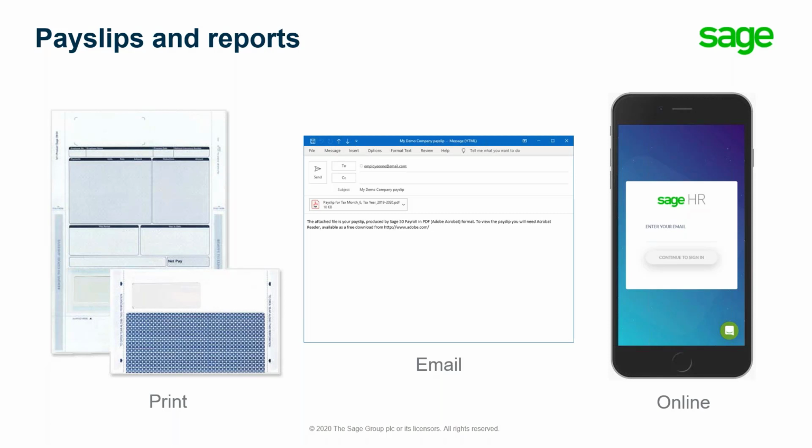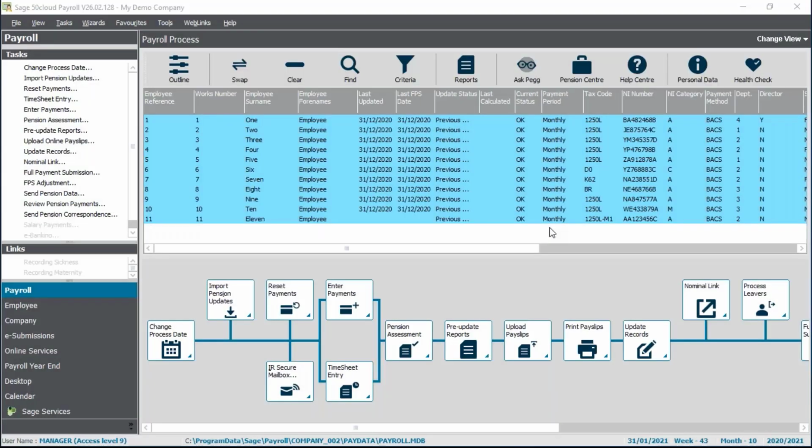Right, so I'm going to jump back to the demo. Working our way through the tasks, the next thing in the list is the pre-update reports, so it's any report that you would run during your payroll process. On the process map you've got pre-update reports, but if you're only interested in payslips, there's a separate option which will only show you payslip reports as well.